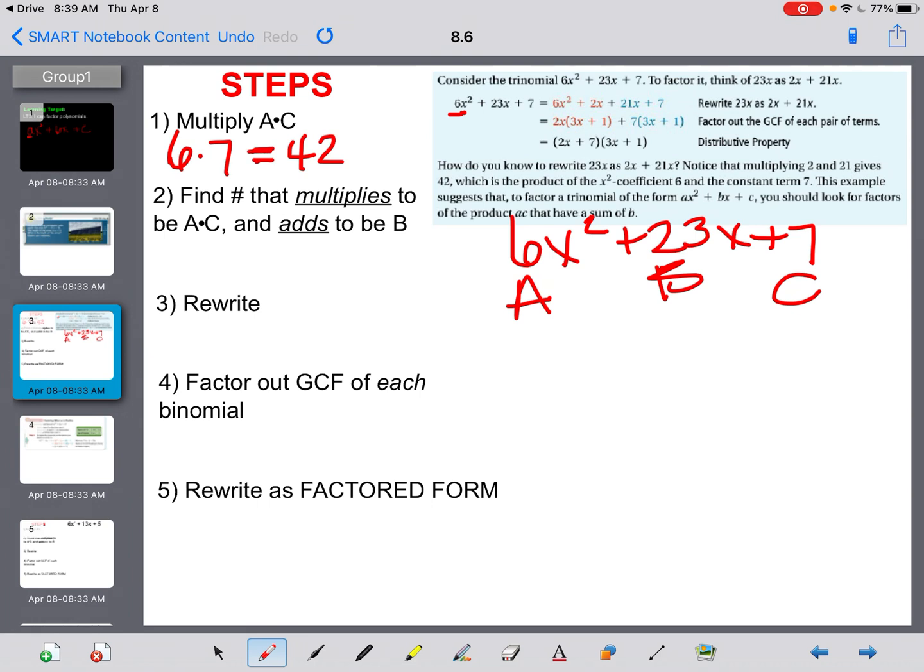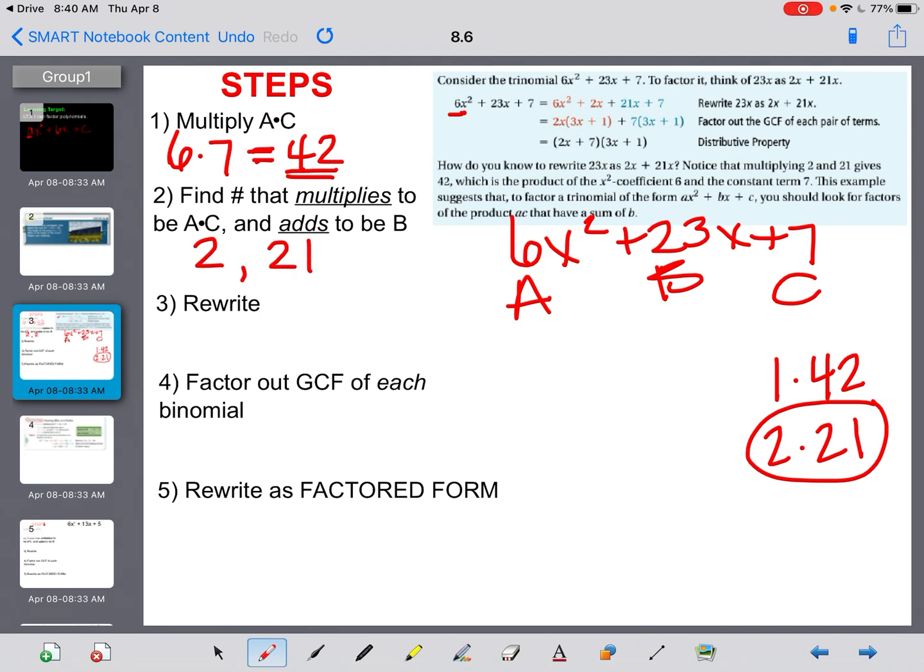Okay, yesterday, in section 8.5, we were able to just find a number that would multiply to be the last number but add to be the middle number. Now we're looking for something that multiplies to be this 42 and still adds to be the middle number. So it has to multiply to be 42 but add to be 23. If we list out our factors of 42, we have 1 and 42, 2 and 21, which I can see already will add to be 23. So we know that we're going to need a positive 2 and a positive 21.